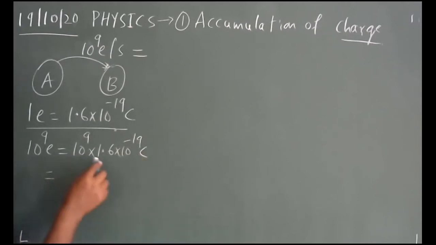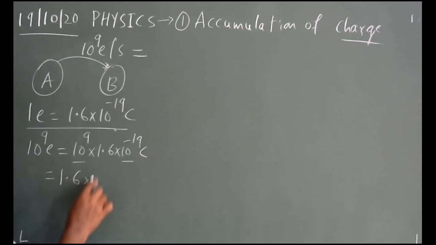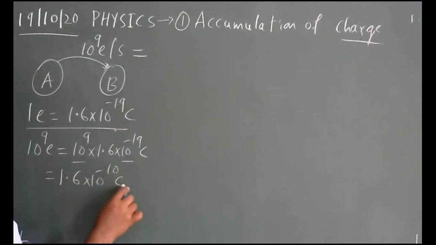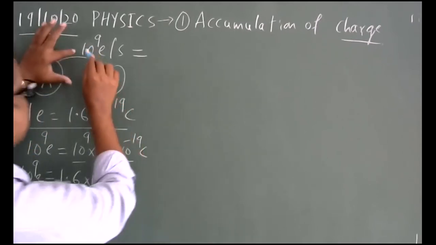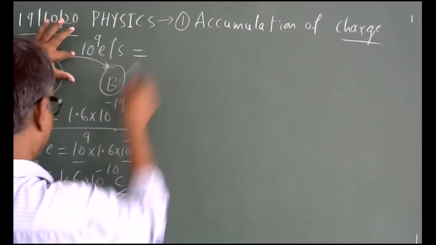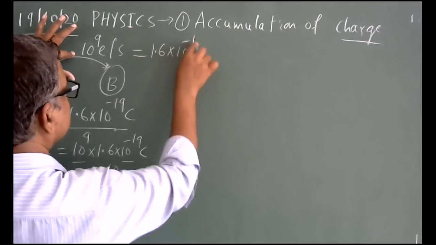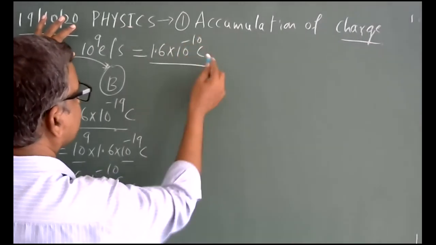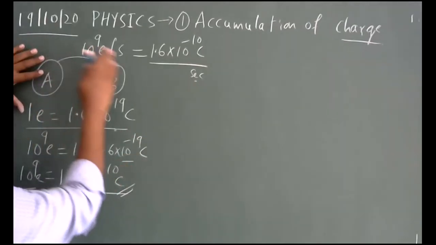Simplification of this gives me 10 raised to plus 9 minus 19. The answer is 1.6 times 10 raised to minus 10 coulomb. So it means 10 raised to 9 electrons is equivalent to 1.6 times 10 raised to minus 10 coulomb. So 10 raised to 9 electrons per second is equivalent to 1.6 times 10 raised to minus 10 coulomb per second. Yes. This much charge is transferred.